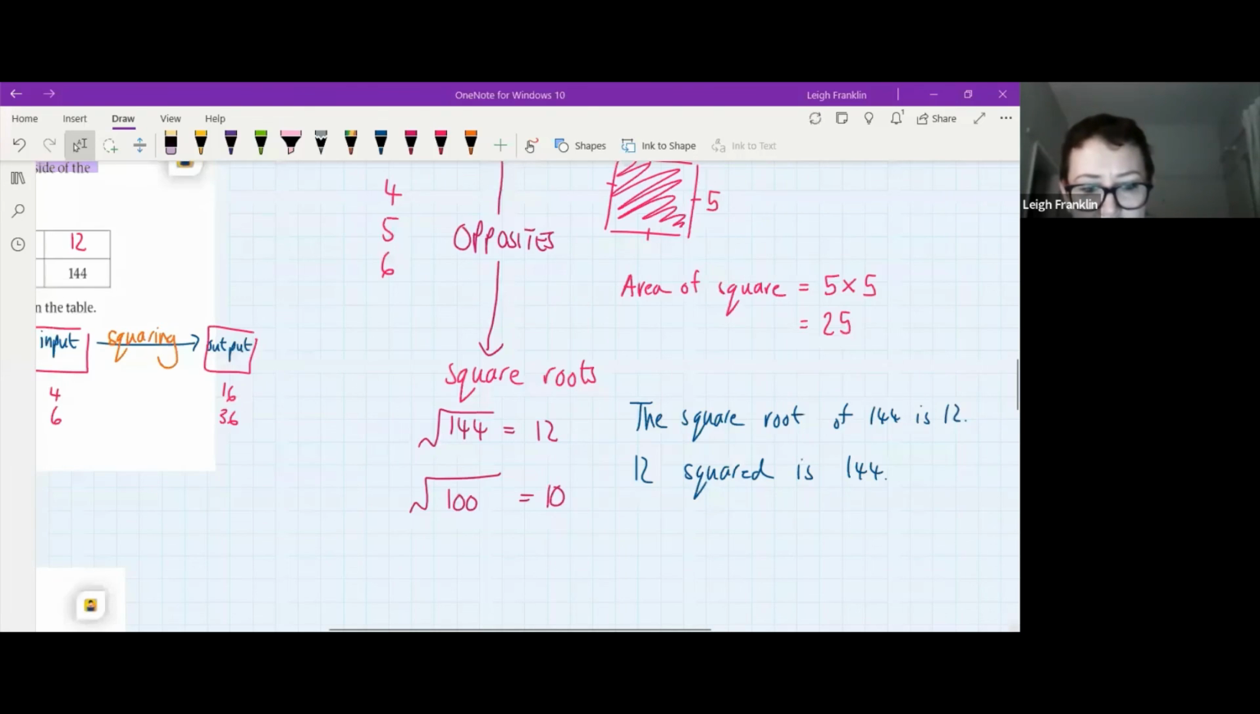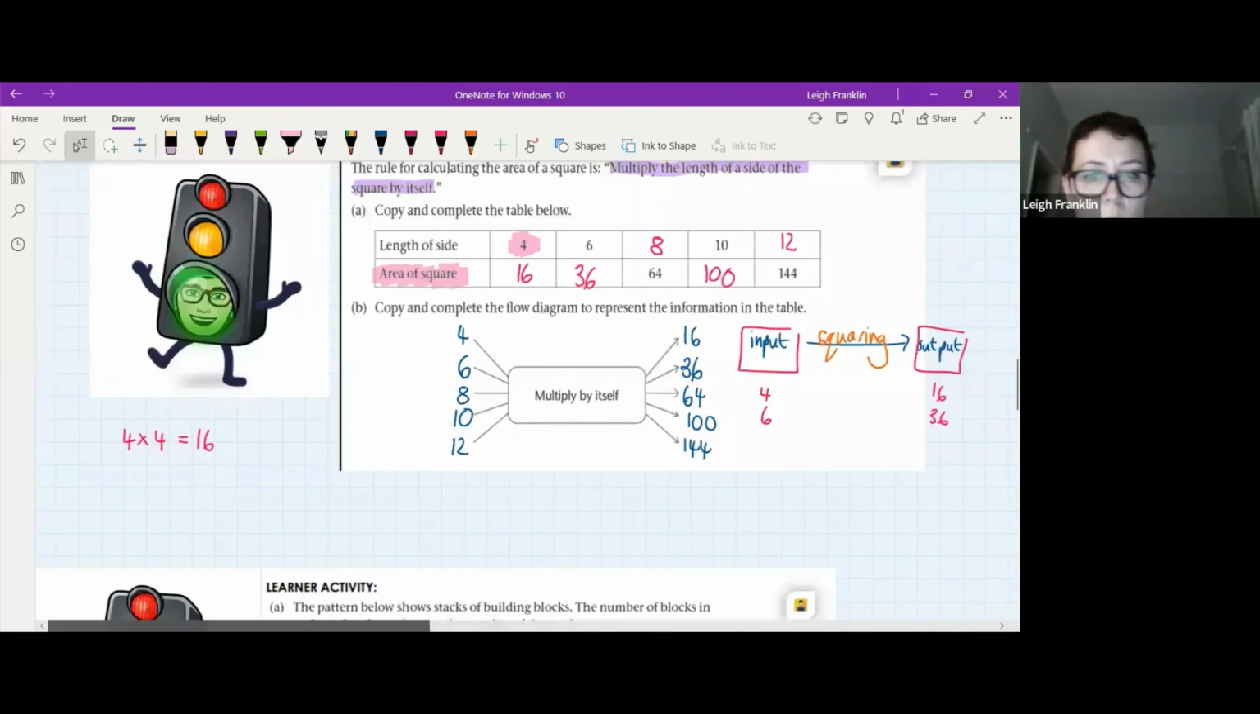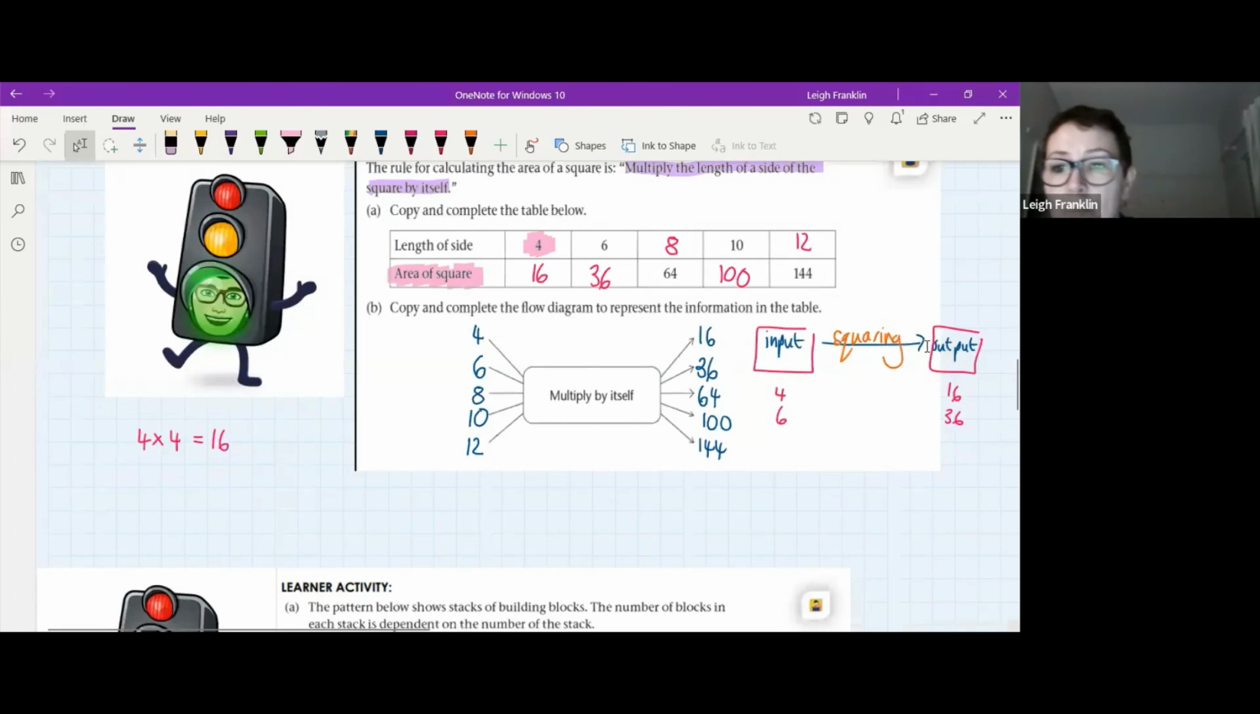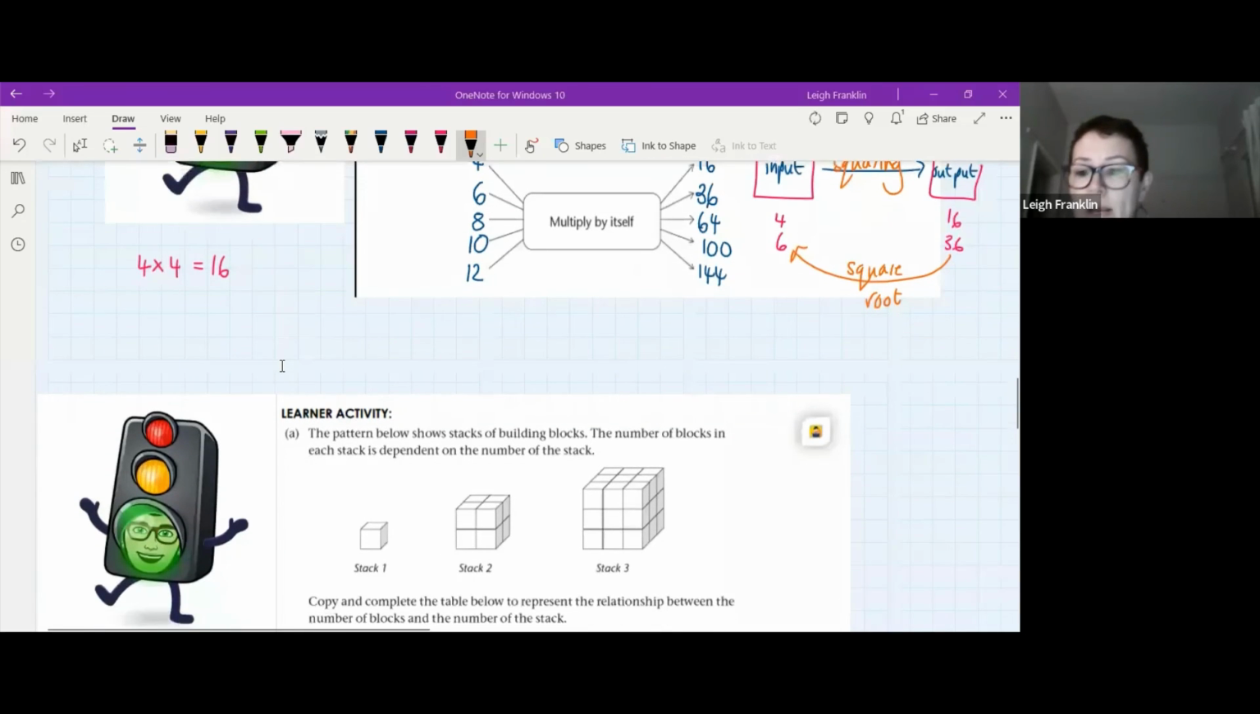Nice. Well done. All right, so when we were working from input to output, we were squaring. And when we work backwards from output to input, like we did with 144, we were taking a square root. Lovely. So the language that we use is also really, really important.